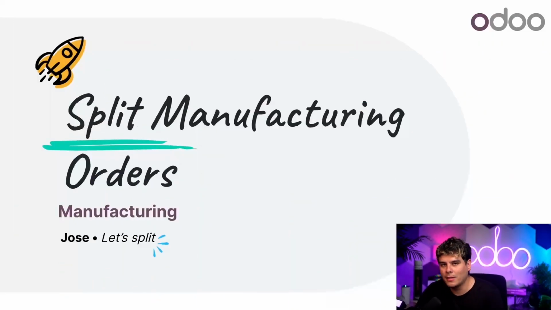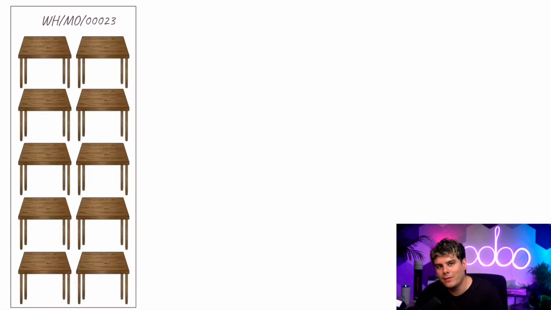All right, welcome back, Odooers. Today we're taking a look at how to split manufacturing orders. You see, sometimes it's necessary to manufacture only a portion of the products in an MO. For example, let's say you created an MO for 10 tables. Later, you decide that you only want to produce 5 tables right away, and the other 5 are going to be for a later date.